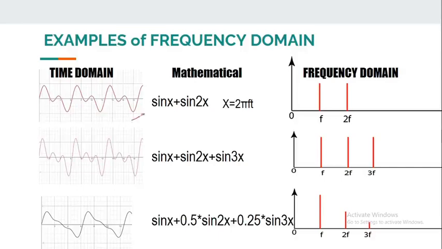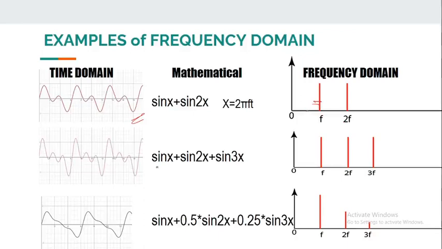This waveform will be sine 2 pi ft plus sine 2 times 2 pi ft. Sine 2 pi ft will be the sine wave, and sine 2 pi ft plus sine 2 times that will be a wave shape like this, and therefore its frequency domain representation will be like this. Both have the same amplitude, f and 2f. If added, we will get a signal like this.